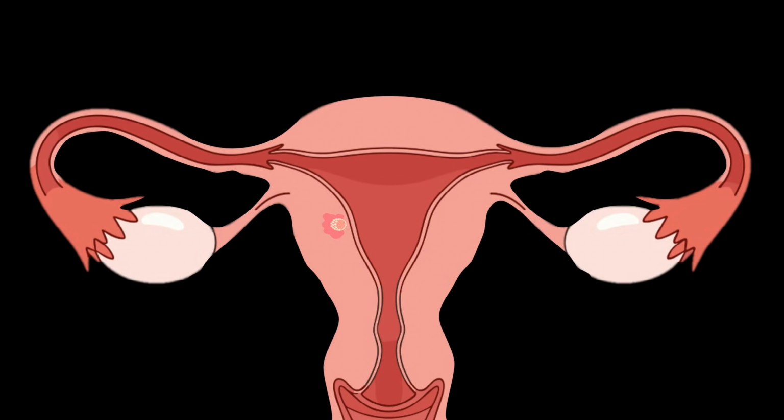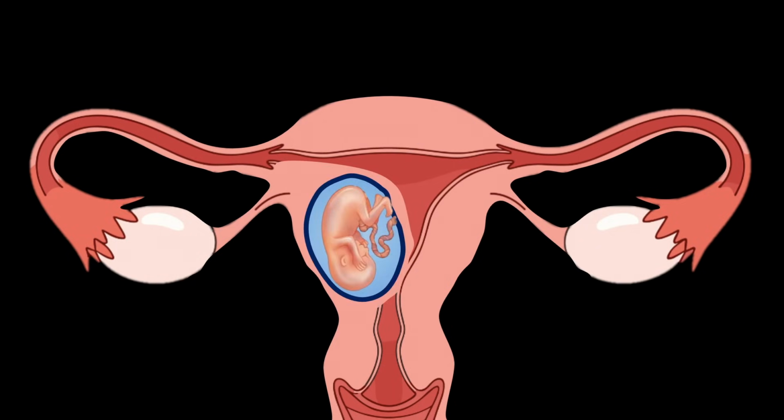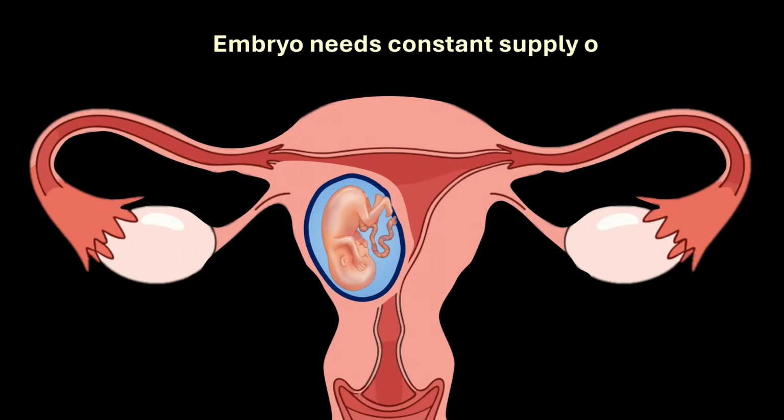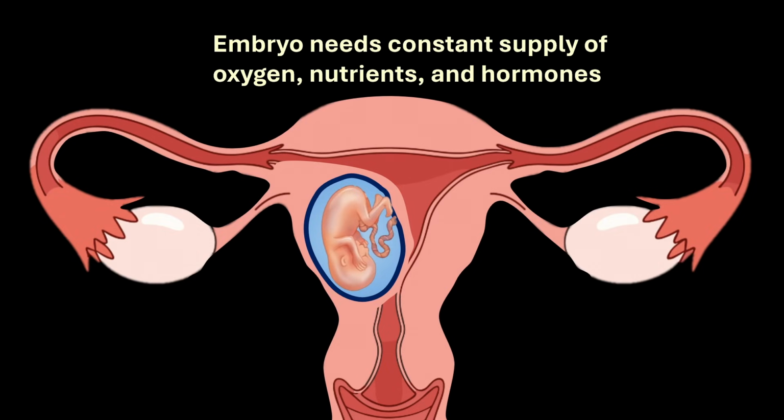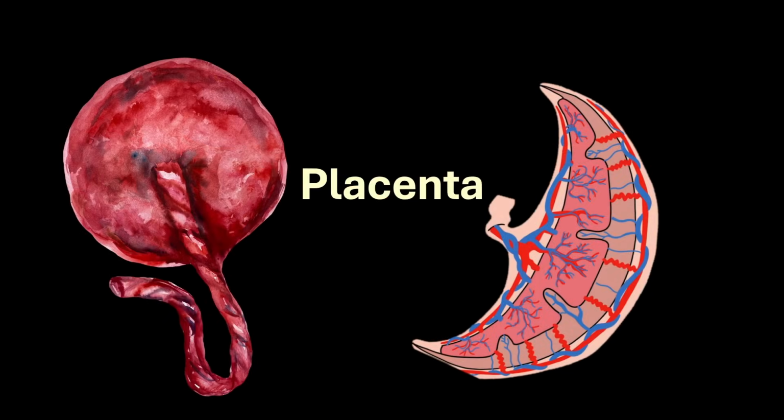In our last video, we have seen the successful implantation of an embryo inside the uterus endometrium. Now, for the embryo to grow safely and properly inside the uterus, it needs a constant supply of oxygen, nutrients, and hormones. And this is where a very special organ called placenta comes into picture. In this video, we will learn about how placenta develops, its structure, and its important function during pregnancy.